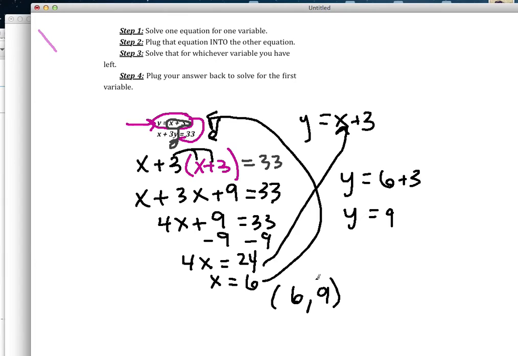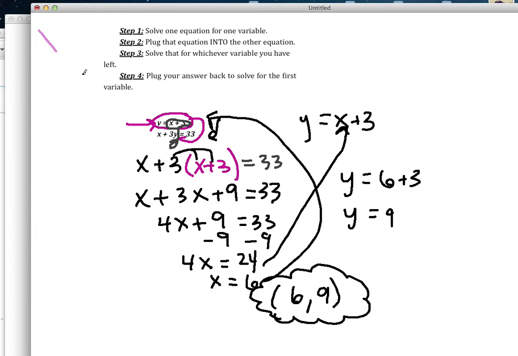So what that means is this is a coordinate point that makes both of these true statements, and if I were to graph these two things, this is going to be where they intersect. So it's important that we write our answer as a coordinate point. Don't just say x is 6, y is 9.